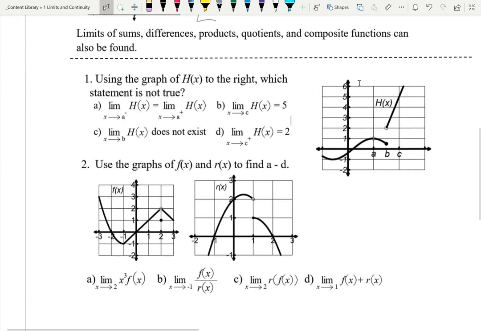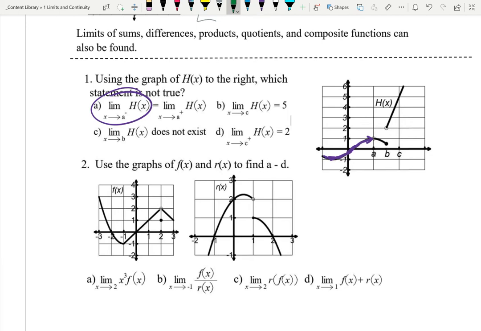And I want to use the graph to determine which statement is not true. So let's just go through them. A, does the limit as x approaches a from the left equal the limit as x approaches a from the right? So here is the limit as x approaches a from the left. So I go to the left of a, and I'm heading towards the x value a. I'm heading right towards that little circle right there. So that would be the limit as x approaches a from the left.